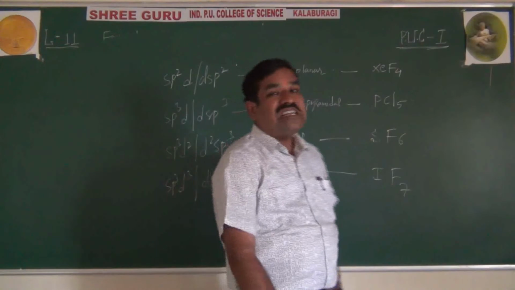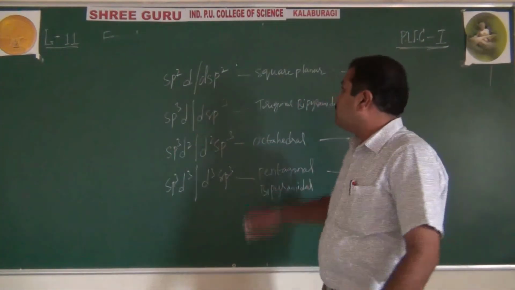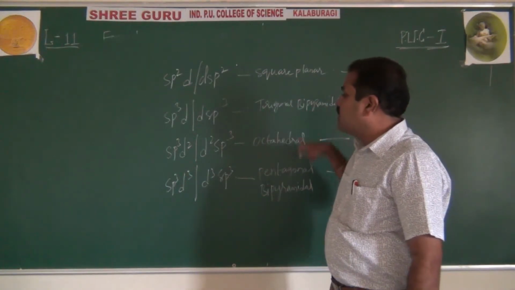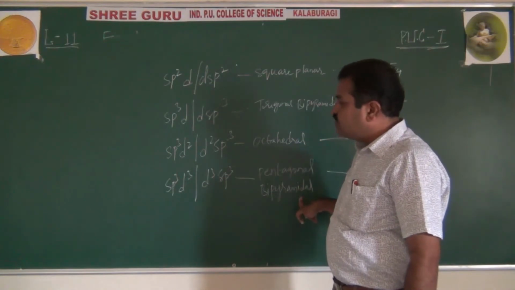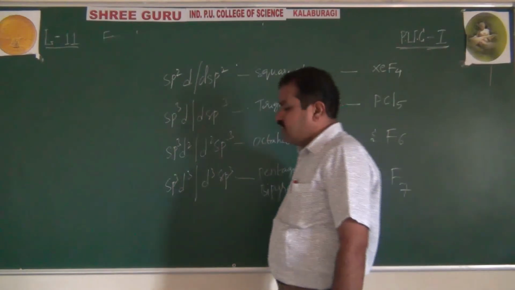We generally have hybridization involving even d along with s and p. These are the four varieties: square planar, dsp2; trigonal bipyramidal, dsp3; octahedral, d2sp3; pentagonal bipyramidal, d3sp3. Or sp2d, sp3d, sp3d2, sp3d3.